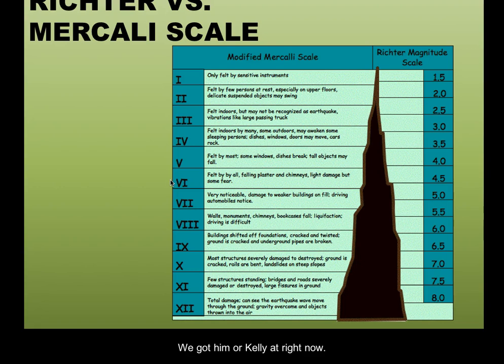I think we got a Mercalli, yeah, right here, okay? The Mercalli scale would tell us, let's look at a Mercalli 5 here. Most people felt it. Some windows broke, some dishes maybe fell off, tall objects may fall over. Number 3 here, felt indoors but may not be recognized as an earthquake. This is, oh man, did you feel that? It must have been a large truck went by. Oh, there it actually says, vibrations like a large passing truck.